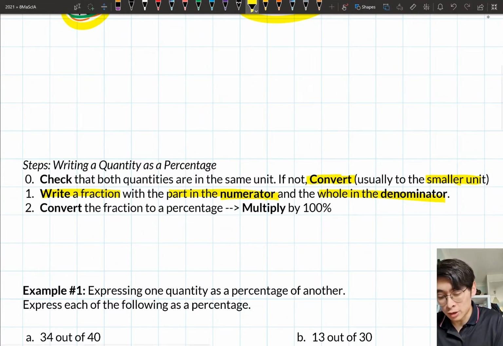And the final part, all we need to do is convert the fraction to a percentage. We did this last lesson when we were converting from fractions to percentages, and what we did was multiply by 100.